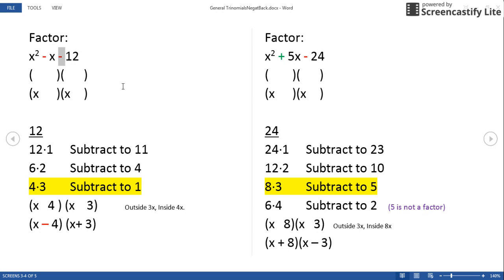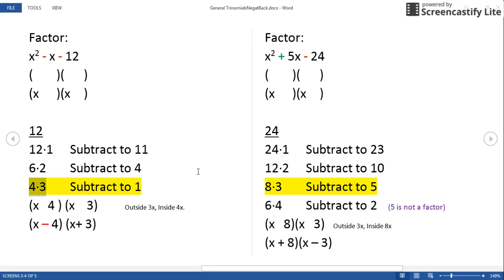So let's skip over the signs for now, and let's just think of things that multiply to make the 12 at the back. How can I get 12? 12 times 1 would do it. 6 times 2 would do it. 4 times 3 would do it. I've systematically listed the possibilities, so I know these are the only things that can do it. 1, 2, 3, here's 4. That's going to be everybody.